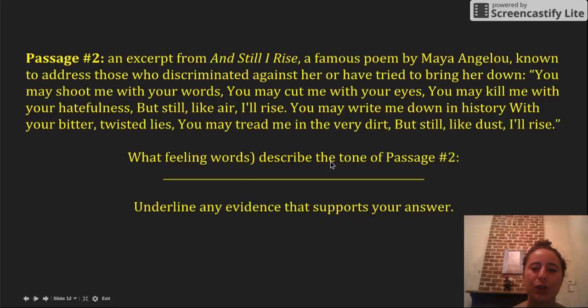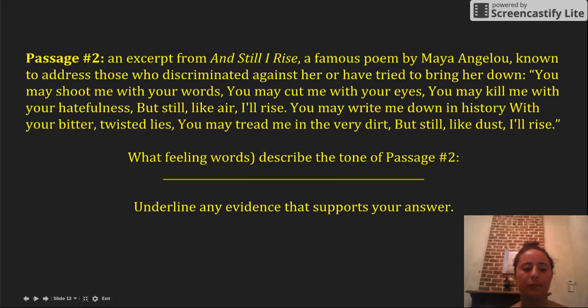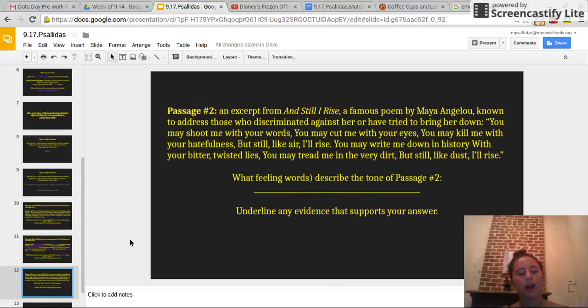So give me the tone of passage 2 and then underline evidence. When you are done, take out your independent reading book.